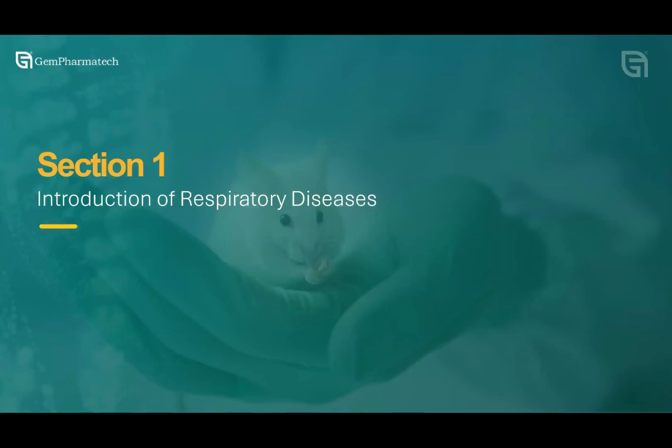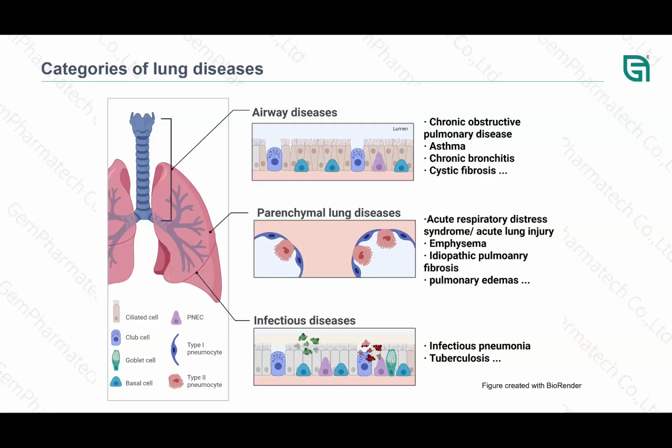First, to set the stage for our deep dive into the mouse models, let's revisit the respiratory diseases that drive our attention. Generally speaking, respiratory diseases encompass a broad spectrum of disorders affecting the airway and the parenchyma of the lung, causing acute and chronic inflammation. Clinically, they are categorized into several high-priority groups.